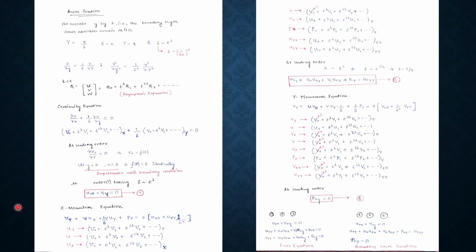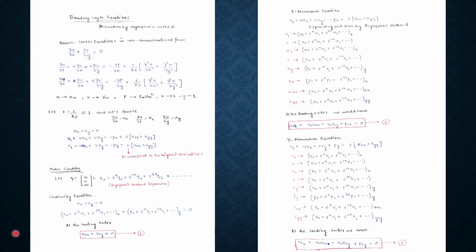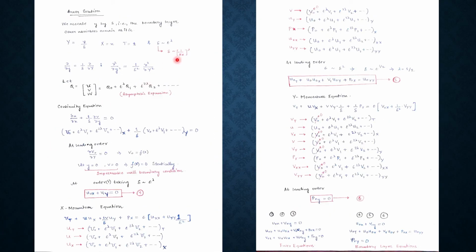Now let us move on to the inner solution where the viscosity would be predominant. In this case, the y would be scaled by delta, that is the boundary layer thickness, and the other variables remain the same way. x remains as x, t remains as t, and delta would be denoted as epsilon to the power lambda. Now let's recall that epsilon was 1 by Reynolds number, and if we remember from the order of magnitude analysis, the boundary layer thickness was indeed dependent upon some power of Reynolds number.